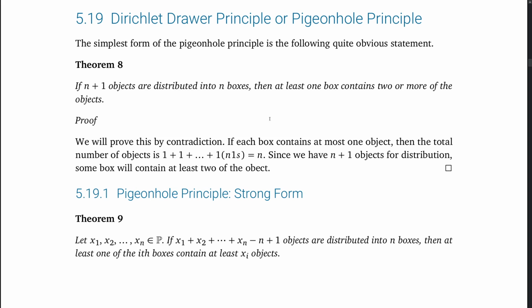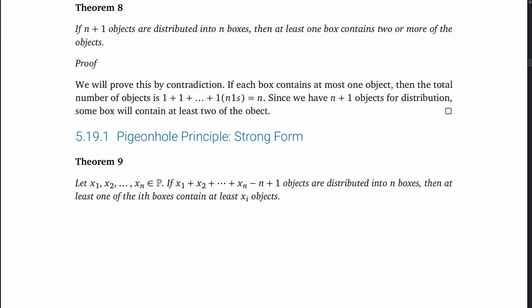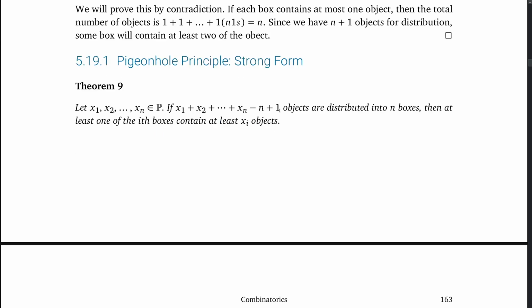Now we come to the last part, that is the Dirichlet drawer principle or pigeonhole principle. The simplest form of the pigeonhole principle is the following quite obvious statement. If n plus 1 objects are distributed into n boxes, then at least one box contains 2 or more of the objects. We will prove this by contradiction. If each box contains at most one object, then the total number of objects is n. Since we have n plus 1 objects for distribution, some box will certainly contain at least 2 of the objects.